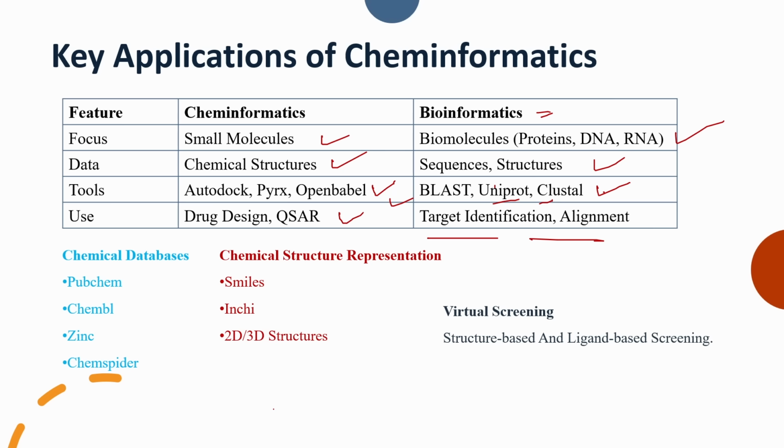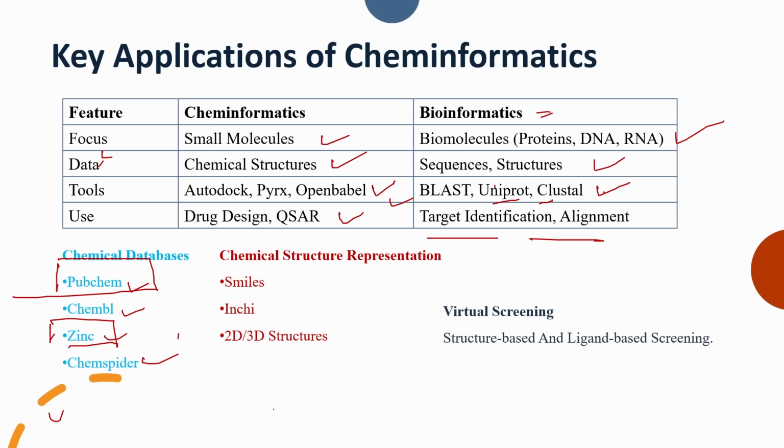Okay, so what are the chemical databases we are using? I have also told you that we have to study databases. PubChem is universally used. Then we have ChEMBL, ZINC database and ChemSpider. Of these four, PubChem is very important, and the ZINC database is also very important for you.